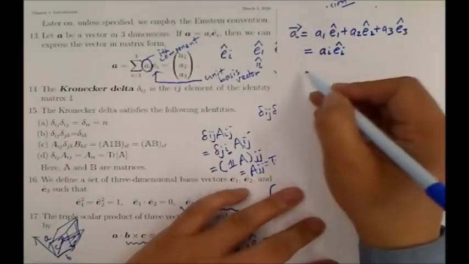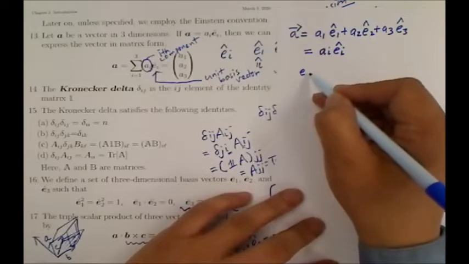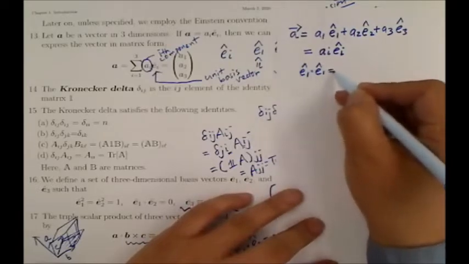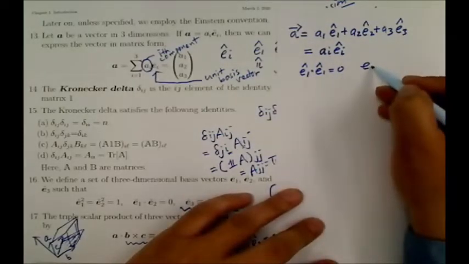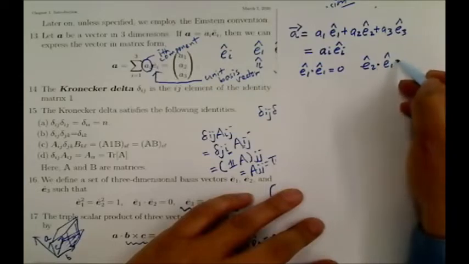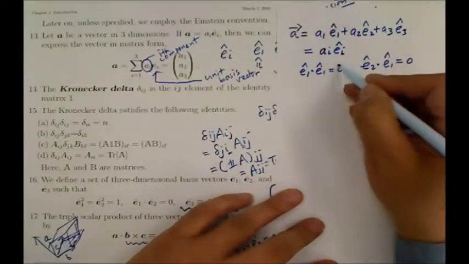The unit vectors are normalized to be e1 dot e1 equals 1, and e2 dot e1 equals 0.